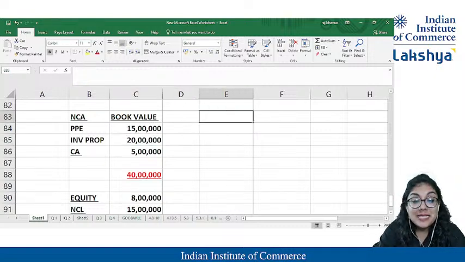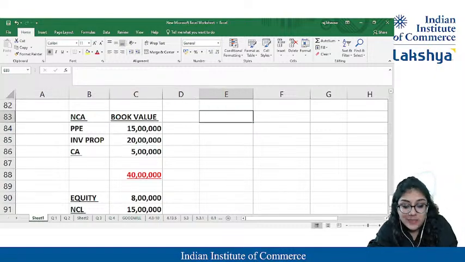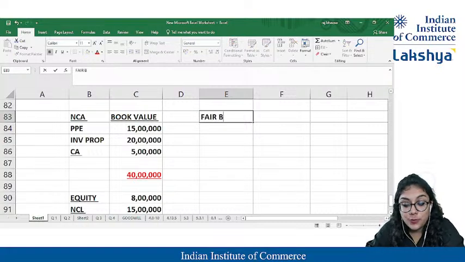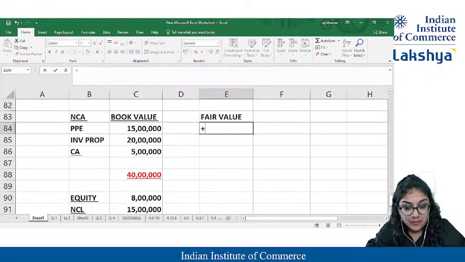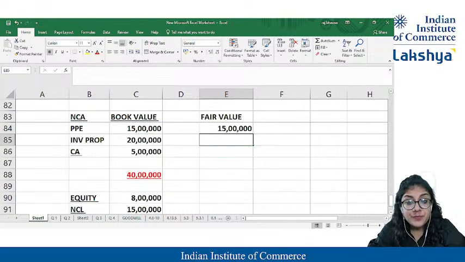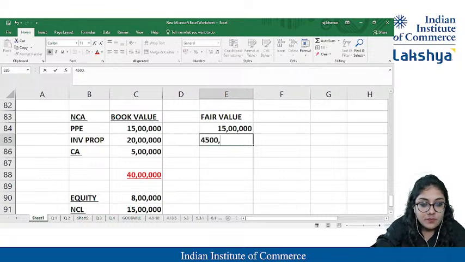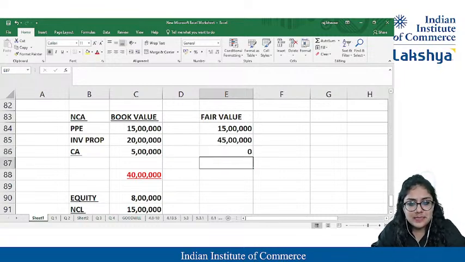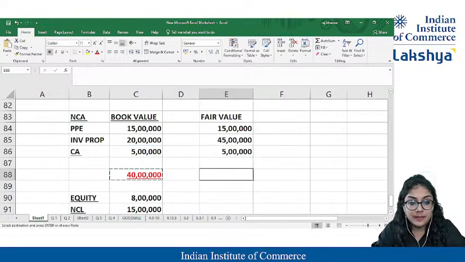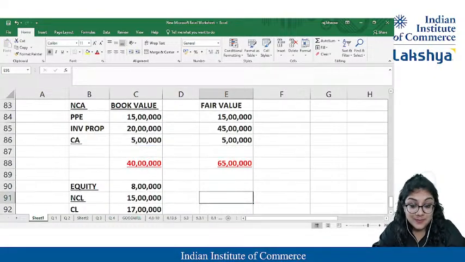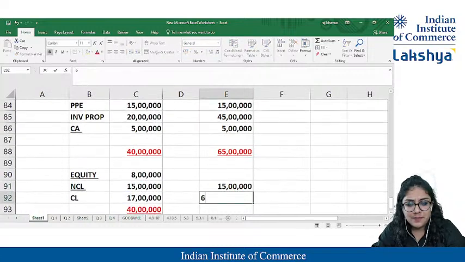No. It's compulsory that at the date of acquisition, all the assets are to be transferred and shown at fair value. So if I show at fair value, 15 lakh will be as it is, 15 lakh. 20 lakhs, suppose it went up to 45 lakhs. And 5 lakhs is the same. So if I take the total, my fair value will be 65 lakhs. Outside liabilities are the same.